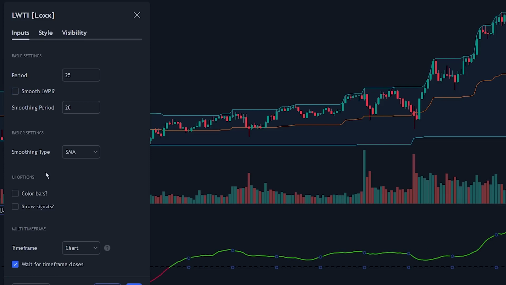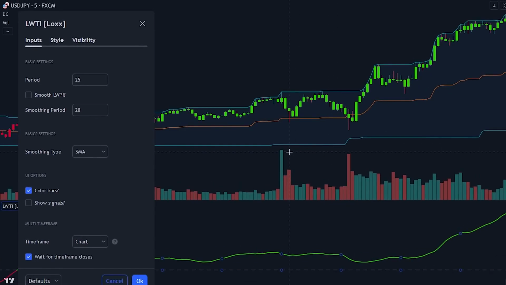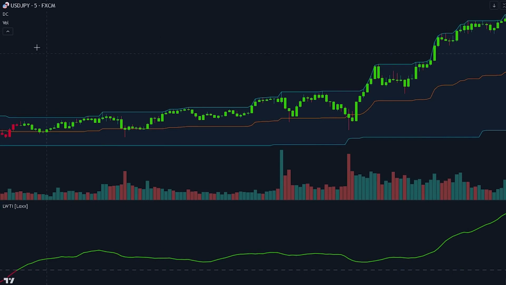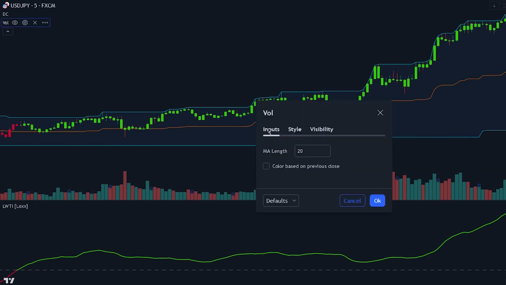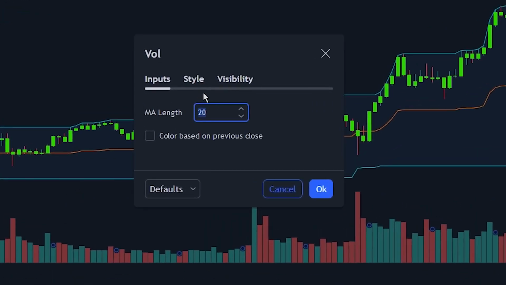There is also the colored bars setting. If you prefer having the candlesticks colored and displaying the signal of the LWTI, you can enable this setting, but keep in mind that this is a matter of personal preference. The final settings we will be changing are for the volume indicator. Navigate to the volume indicator settings and click on the Input tab. Here we will be changing the length of the moving average to 30.